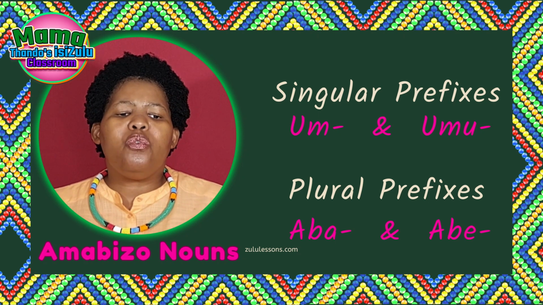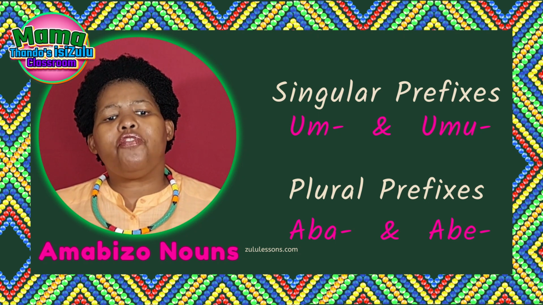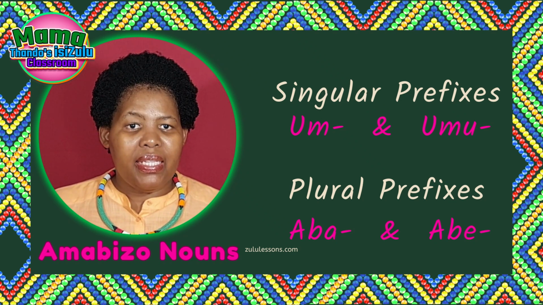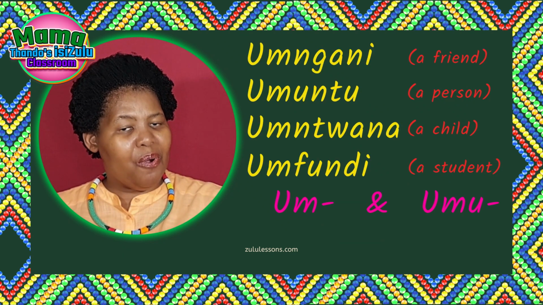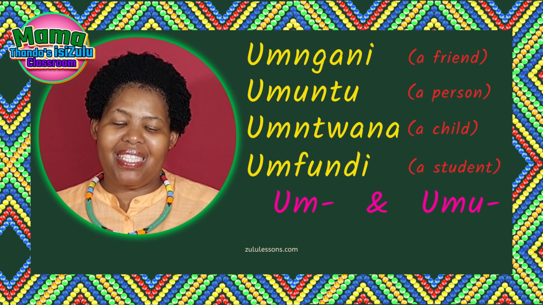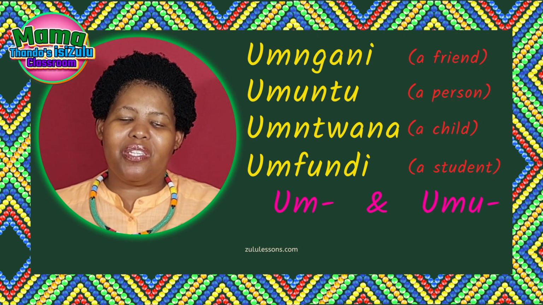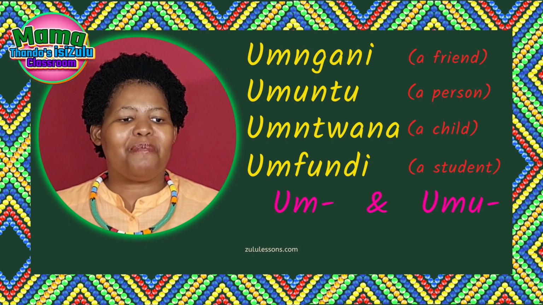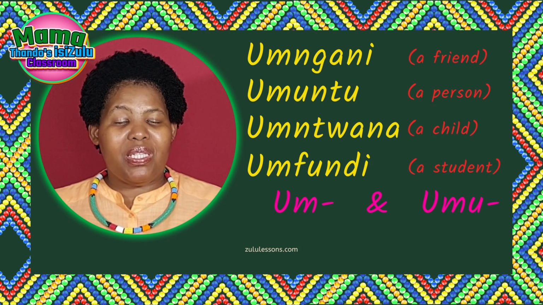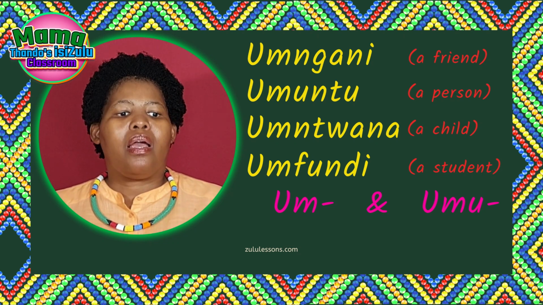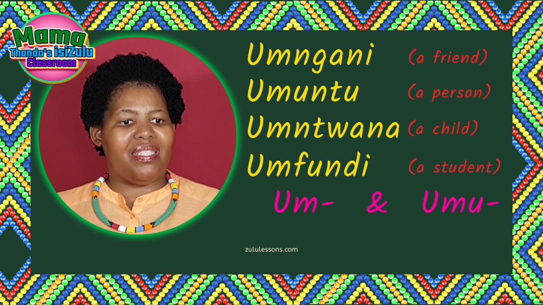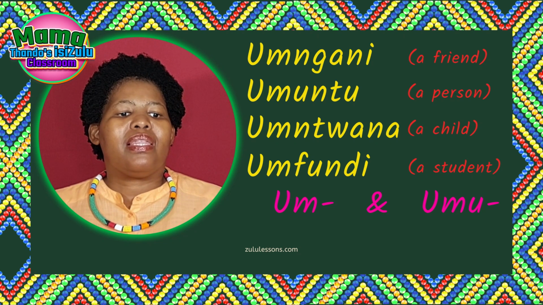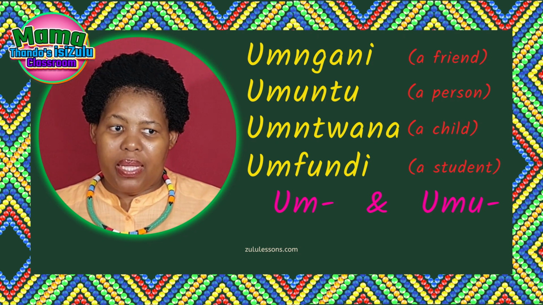Let's look at a few nouns, amabis, that we have used a lot in these past few weeks. Umngani, a friend. You are umngani wami, you are my friend. I say to you, mngani, I call you that because, well, when I'm talking to you, I won't say that, we've spoken about that in the past. Umuntu, we've used that a lot. That is a person. Umfundi, a student. Umntwana, a child or a baby. These nouns are all singular.